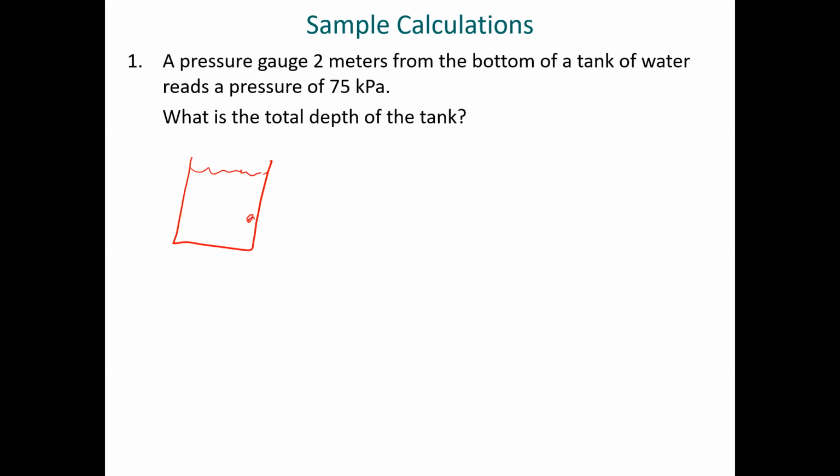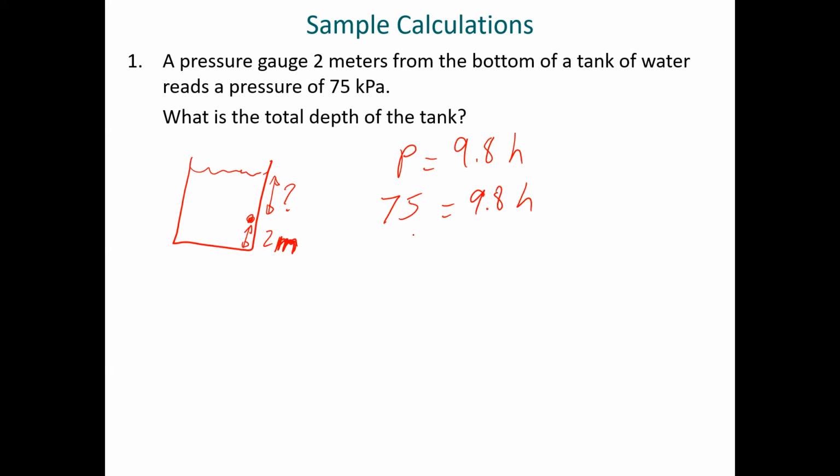And I've got a pressure gauge that's 2 meters from the bottom. What I'm trying to do is figure out the total depth of the tank. So that's 2 meters. Sorry about my sloppy writing here. Okay, so we'll throw down our formula. Pressure is 9.8 times height. In this case, I have the final answer, which is 75.